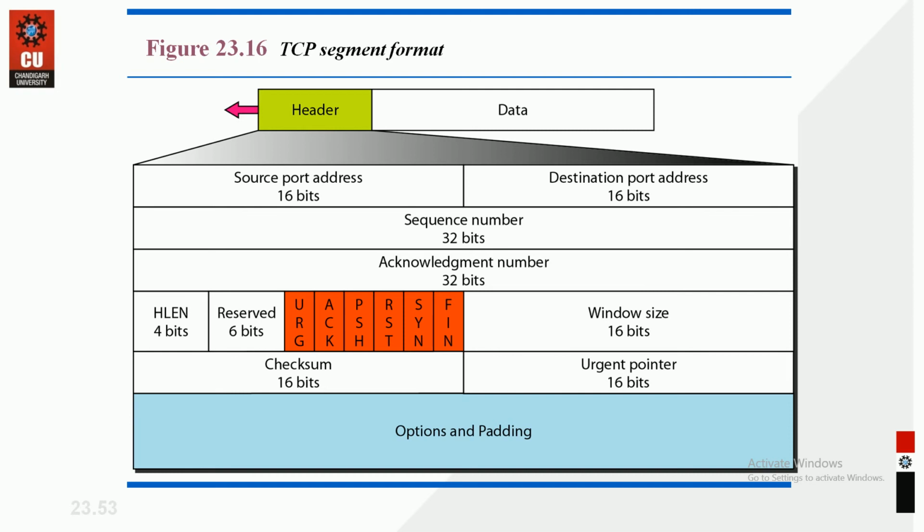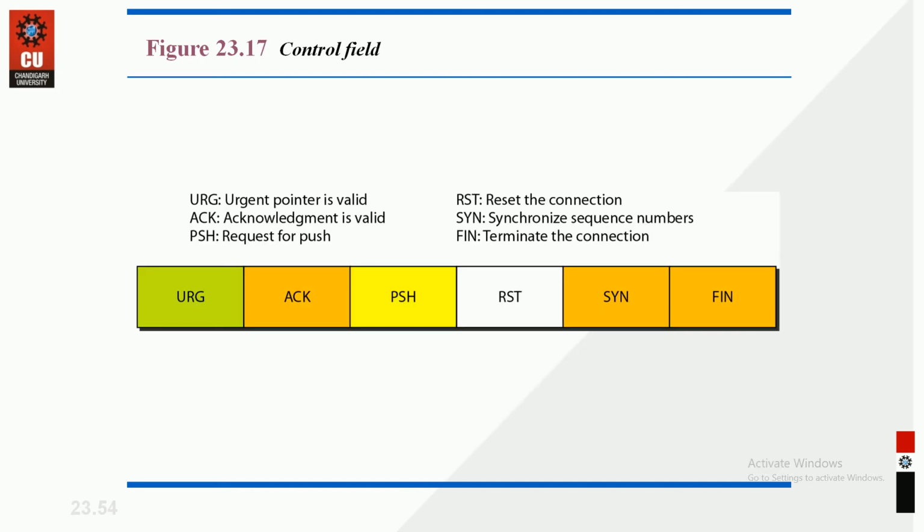Then we have the 6 flags: urgent, acknowledgement, push, restart, synchronization, and final. Final is used for connection termination. Synchronization is used for connection establishment. Restart, need to restart the whole system. Push, need to send the data. Acknowledgement, the destination will acknowledge the data. Urgent, we have some urgent data that needs to be transferred. I hope you understand, right?